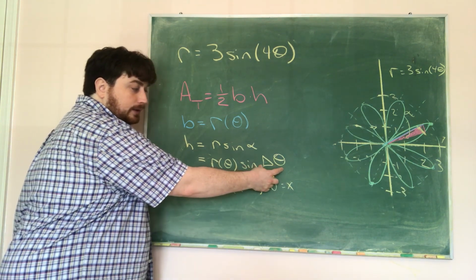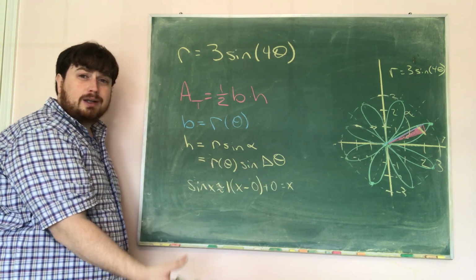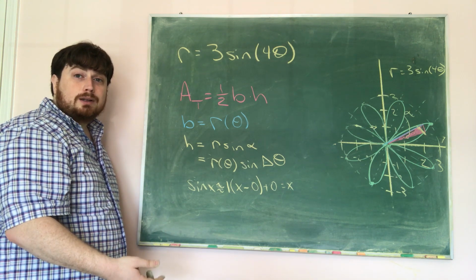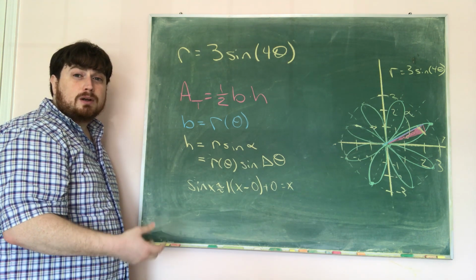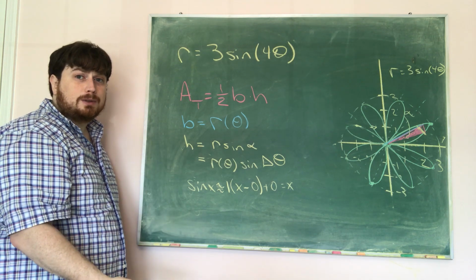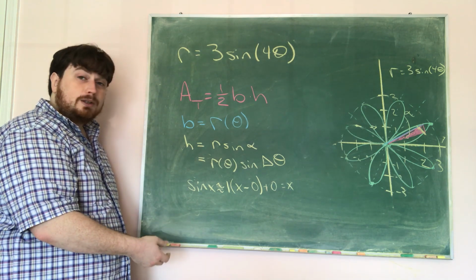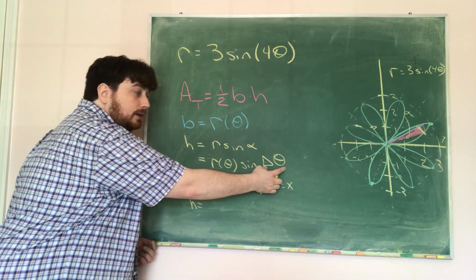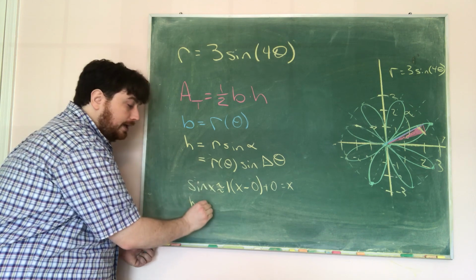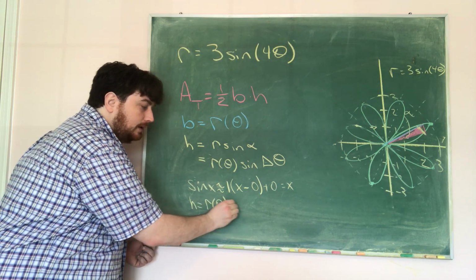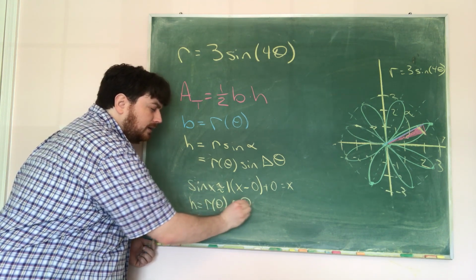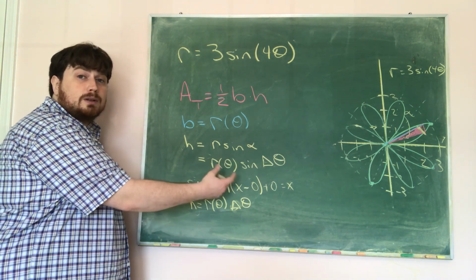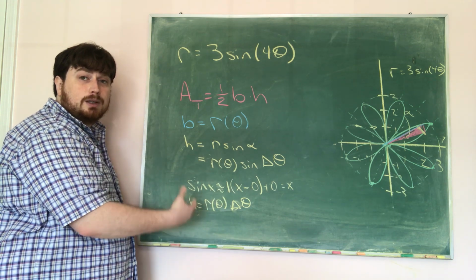Therefore, sine of delta theta is approximately equal to delta theta for small delta thetas. Now, since we're going to let delta theta not only get small, but arbitrarily small or infinitesimally small, not only will that be an approximation, but it'll be exact. And so what we can say is that as we let delta theta get infinitesimally small, our h is just going to be r of theta times delta theta. And so this would be a good approximation when delta theta is small, and it'll be exact when it becomes infinitesimally small.